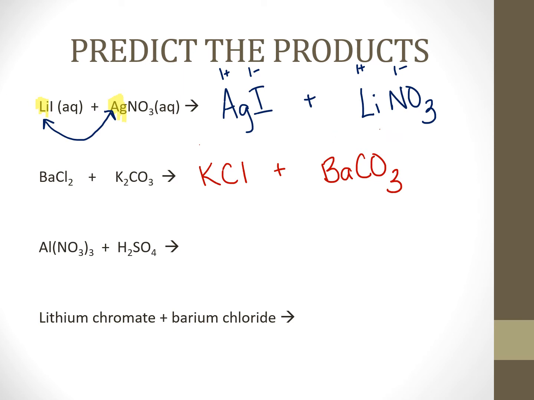So I have 1 Ba, that's good. 2 Cl. Okay, I got to make this a 2 here. Now the Cl's are balanced. Potassium, I have 2. Well, I just made it balanced with a 2. 1 CO3, 1 CO3. This is now a balanced equation.